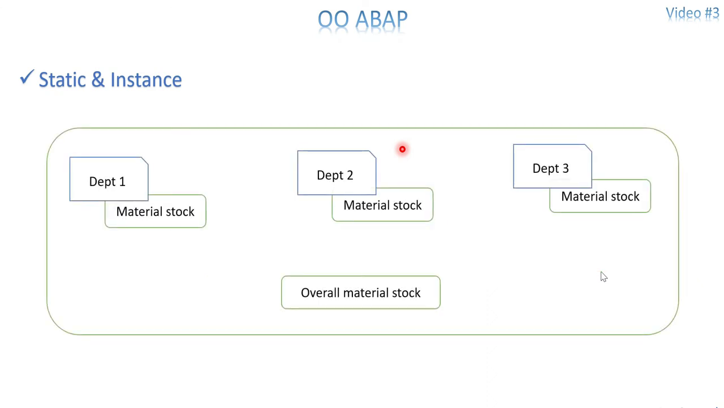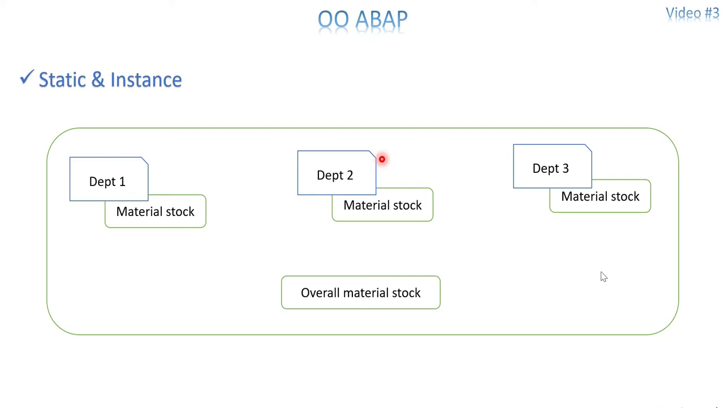Another one is overall material stock. Okay, so there are two scenarios. One scenario is, okay, I have to know the material stock for my department, so I don't worry about the stock for other departments. In that case, what I'm going to do is create a variable for material stock as an instance variable in an instance method, because every department has its own object. Whenever, through department one's object, I call and update the material stock, that is available only for my department one. And department two has its own object.